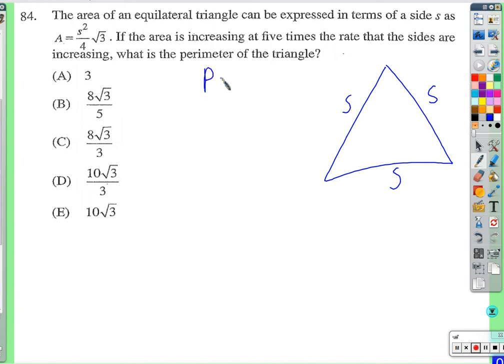So let's see, perimeter. How would we find perimeter if we do the side length? 3S. Let's see, here's the area. That's a useful piece of information. S squared over 4 times root 3. You could do root 3 over 4 times S squared, just so this is like a single coefficient. Increasing at 5 times the rate that the sides are increasing.